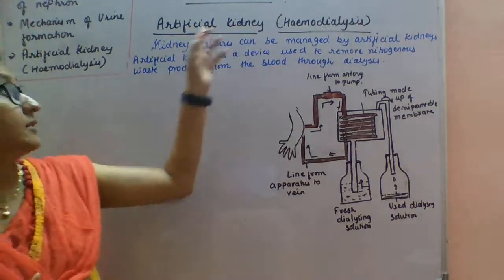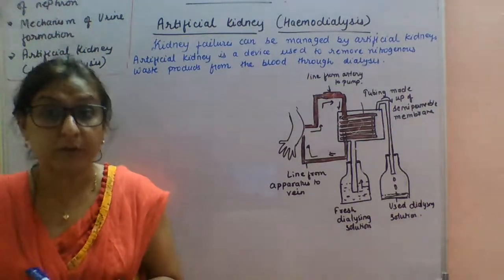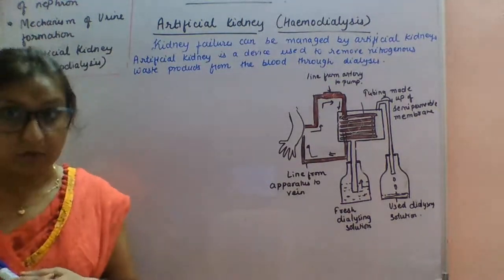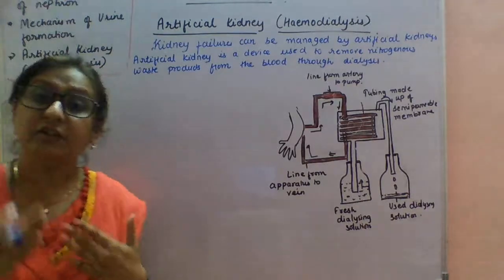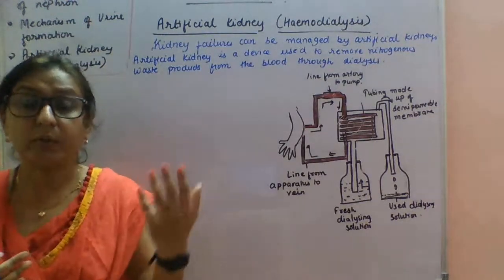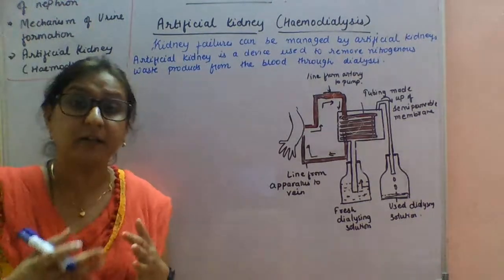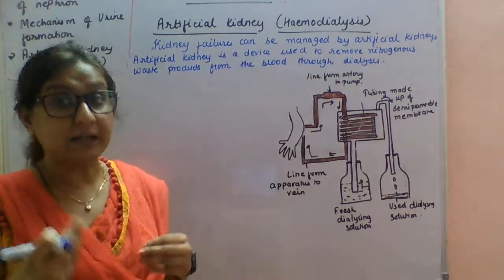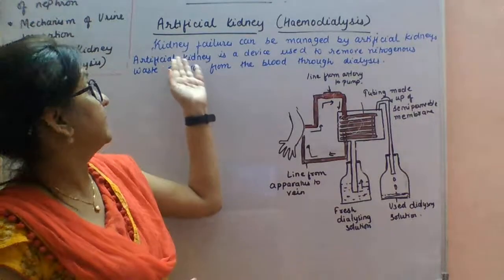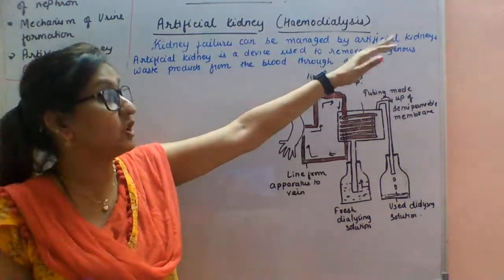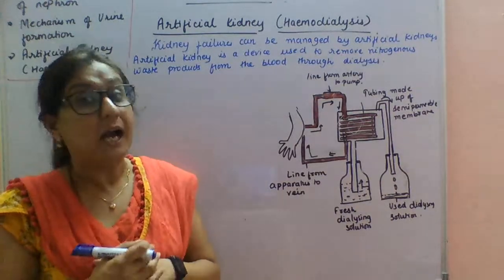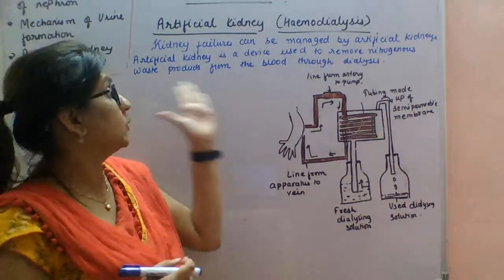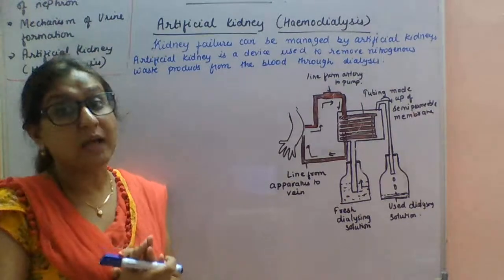Okay students, so the last topic is artificial kidney or hemodialysis. We all know the kidney is the filtration unit of our body. If due to any injury, accident, or medical reasons a person's kidney fails, then kidney failure can be managed by the artificial kidney. Artificial kidney is a device used to remove the nitrogenous waste products from the body through dialysis.